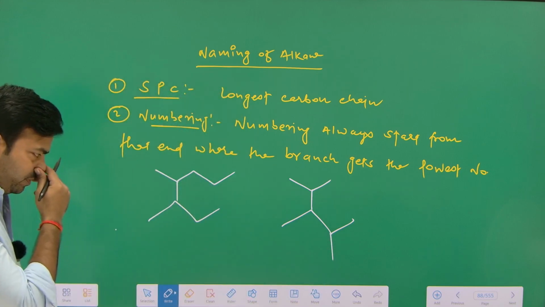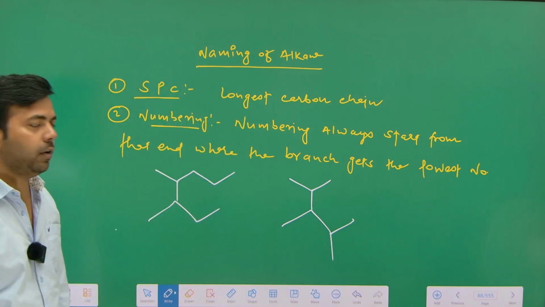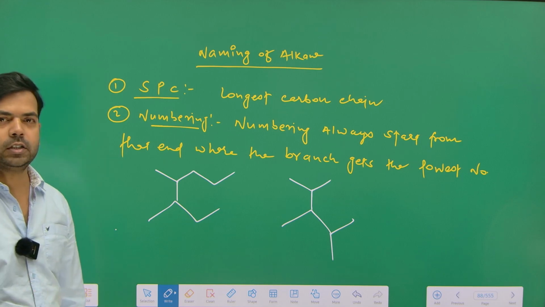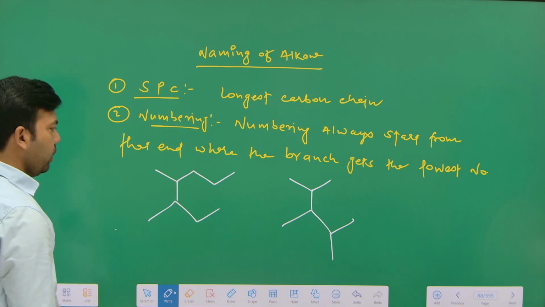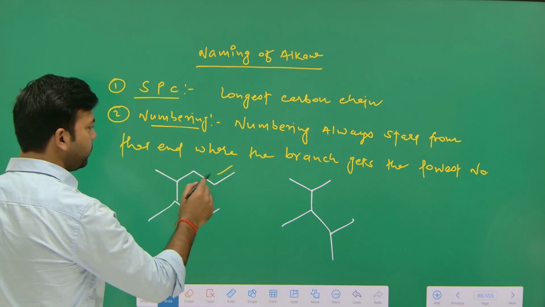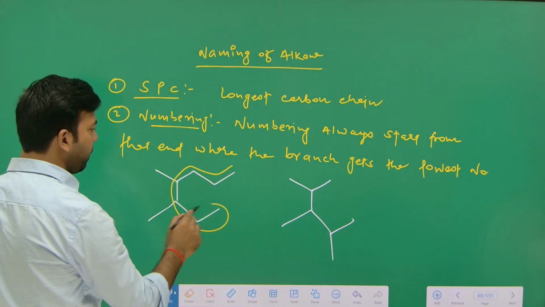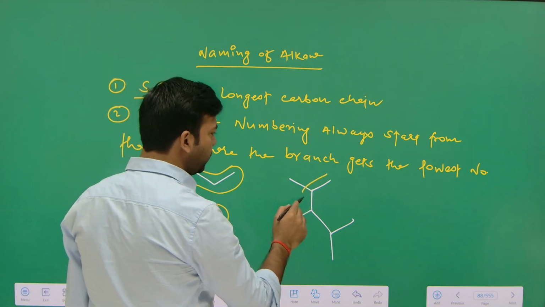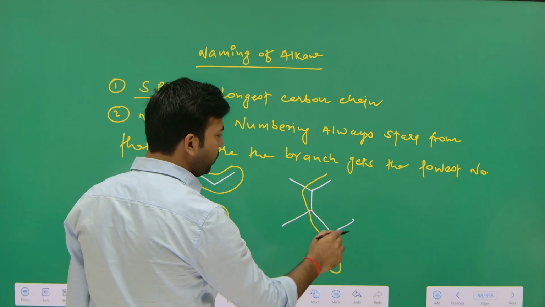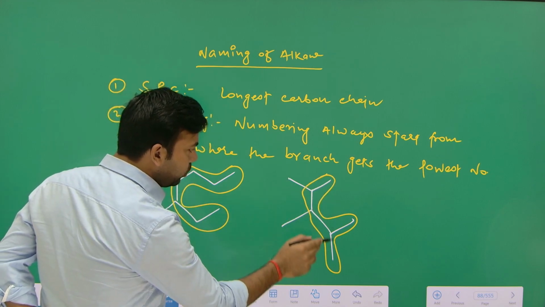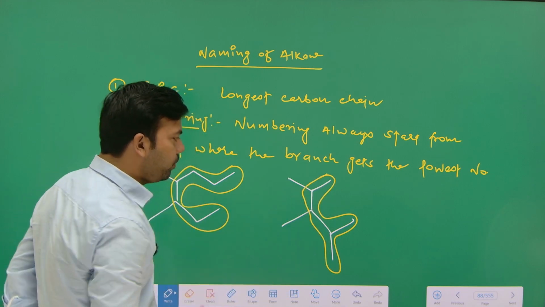Here we have two compounds and we have to write down the name of these. And the first thing is what? Longest carbon chain. So if you look at this one, the longest carbon chain will be this. And here the longest carbon chain, either this end, or you can start from this carbon to this as well. Clear? Both are the same thing.